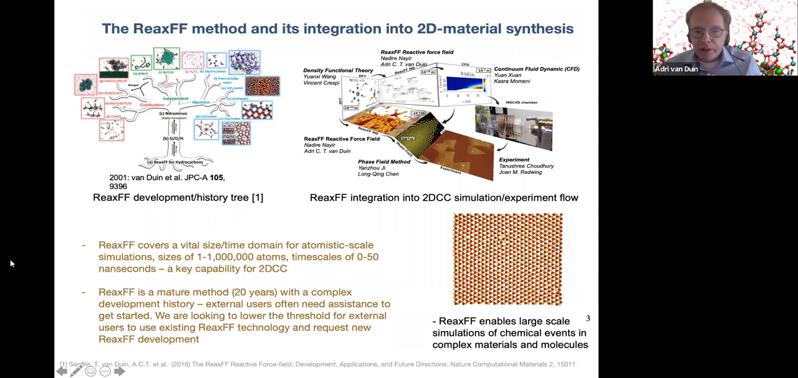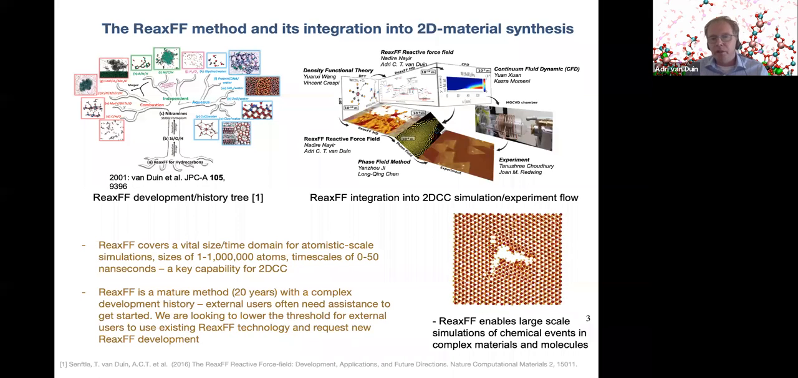So ReactFF is a molecular dynamics based, empirical force field method that can simulate chemical reactions. It has been around for roughly 20 years, and one of the attractive features is that over the years we managed to develop it for a very, very broad range of materials. What it allows you to do somewhat uniquely is simulations of relatively large scales, going up to 1 million atoms or beyond, and time scales up to 50 nanoseconds, if necessary longer, of chemical events at complex material interfaces.